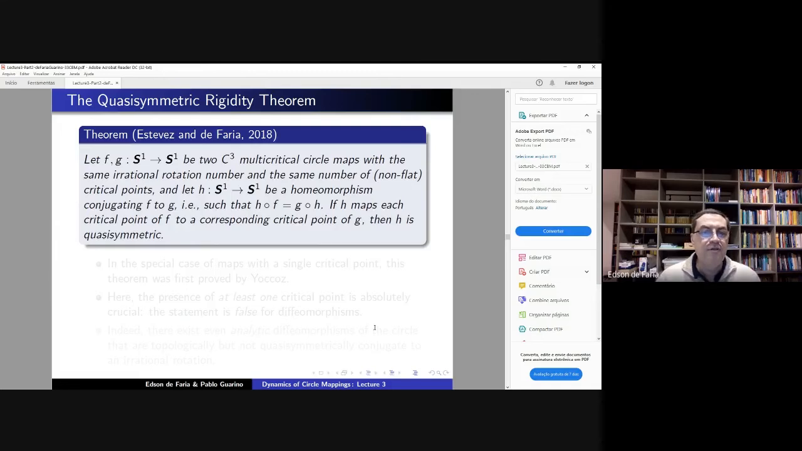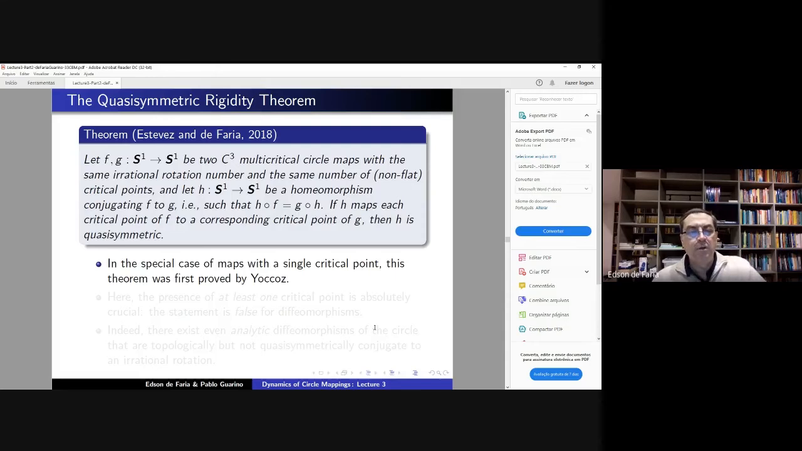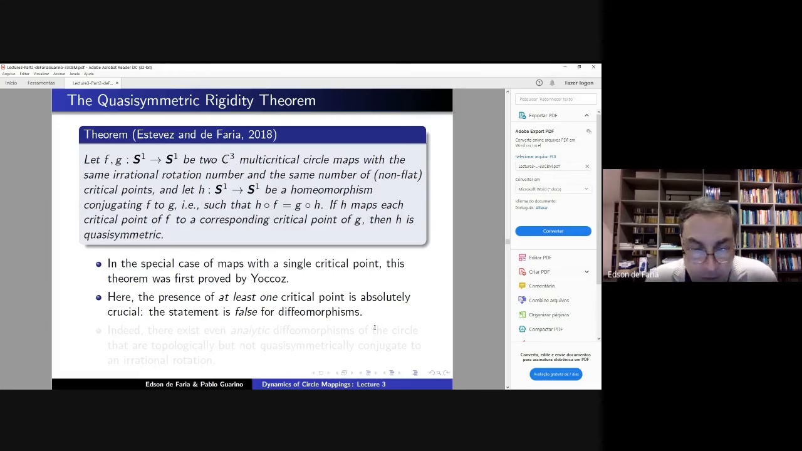And suppose you have a conjugacy that maps critical points of F to the critical points of G, establishing a one-to-one correspondence between the two sets of critical points. Then there is no escape. The conjugacy is quasi-symmetric, okay? When you have only one critical point, when your maps are just unicritical, this was first proved by Yoccoz. So this is a generalization of a theorem due to Yoccoz, but there are lots of subtleties that do not appear in the unicritical case, okay? But you need at least one critical point for this statement to be true.